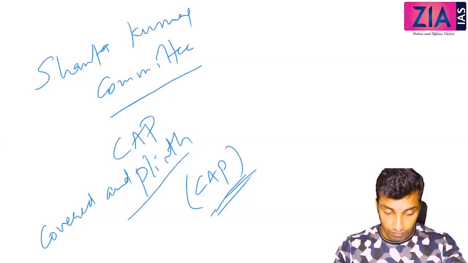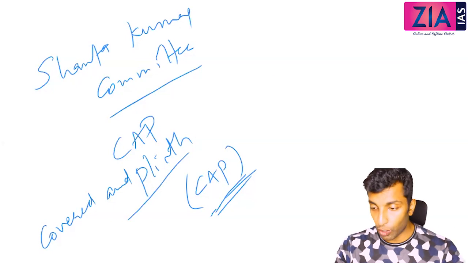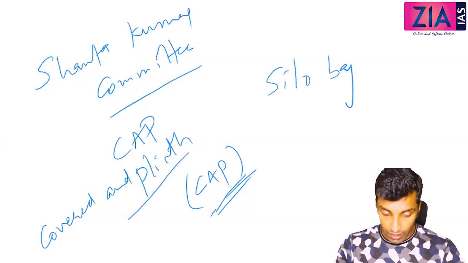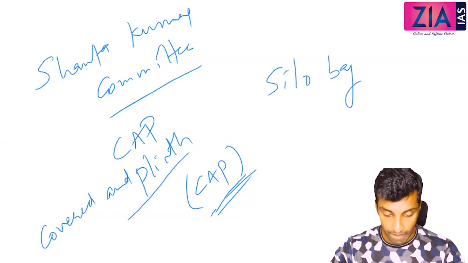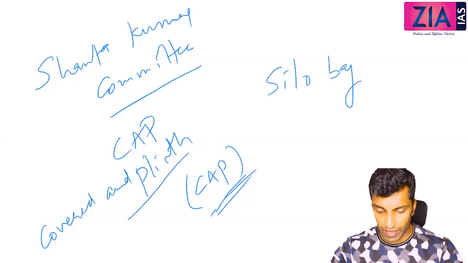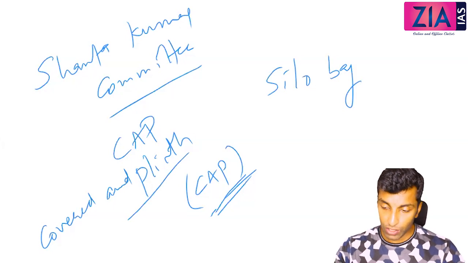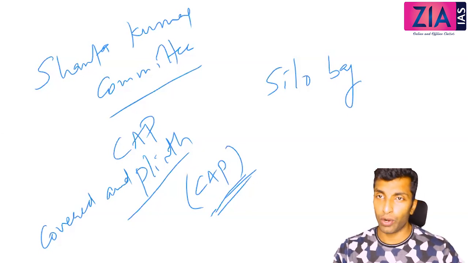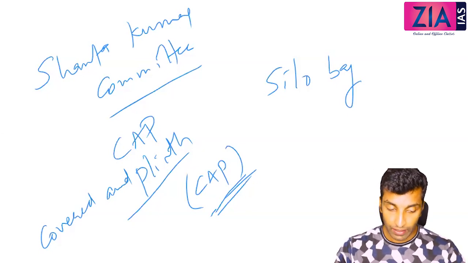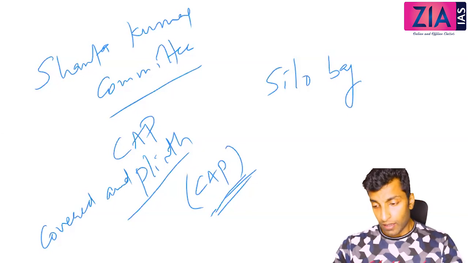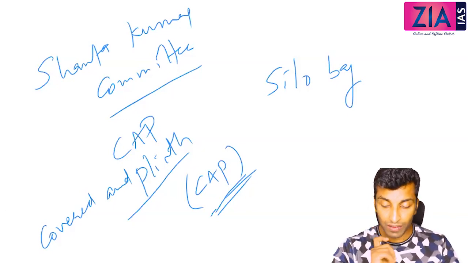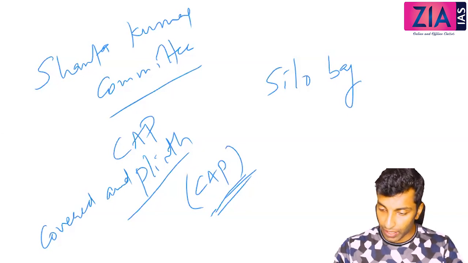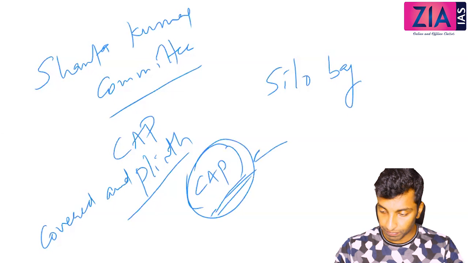Third one, silo bag should replace the conventional storage. Conventional storage means mainly CAP, covered and plinth. Silo bag means proper metallic storage, proper containers, so that the grain will not get rotten and will not go to wastage. Silo bag should replace the CAP arrangement.